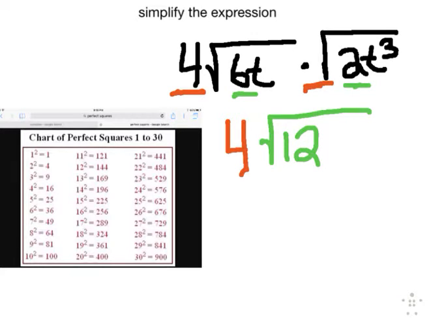And then we have to combine our letters, which is t and t cubed. So there's a 1 here when you don't see a number. So we have to add our exponents. So we have a 1 and a 3, which makes that t to the 4th.